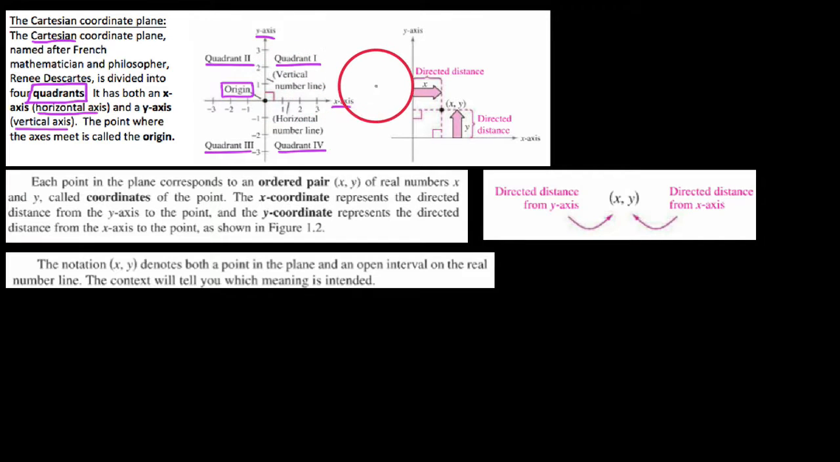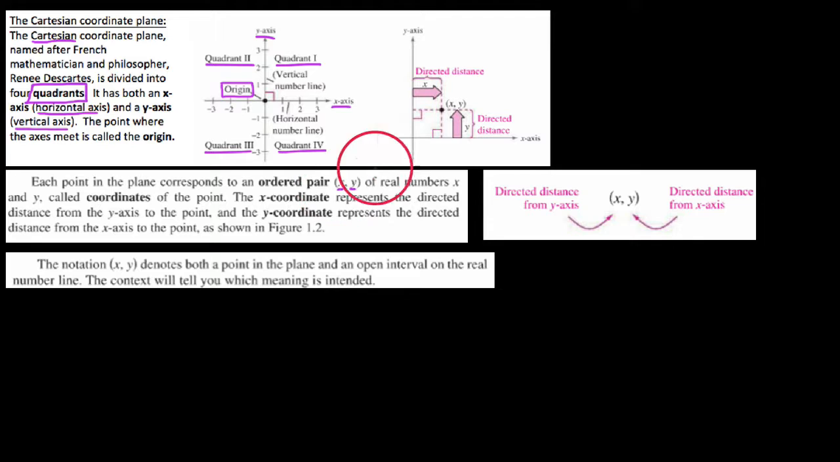Looking at these number lines, we can graph points or plot points, which is what we're really interested in doing a lot of the time. We say that each point in the plane corresponds to what we call an ordered pair. The reason it's an ordered pair is because this pair of values, the x coordinate and the y coordinate, are always in this order, x and then y, typically. The x coordinate represents a directed distance from the y-axis to the point, and the y coordinate represents the directed distance from the x-axis to the point.